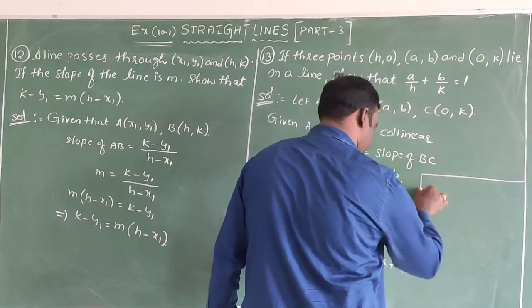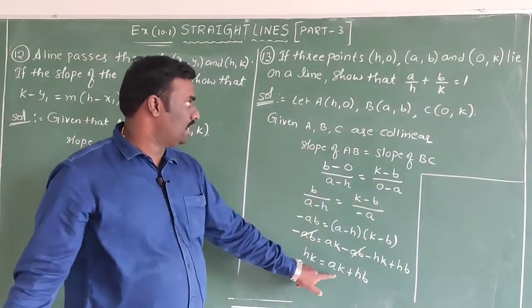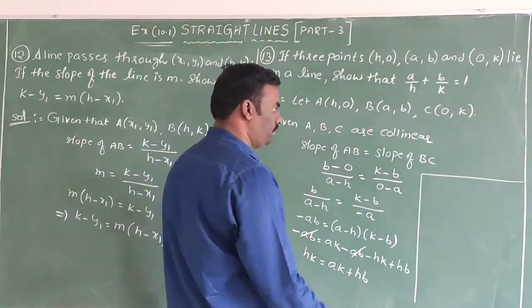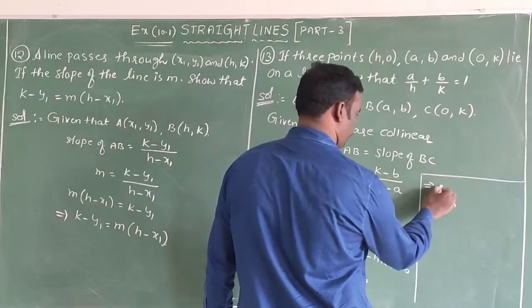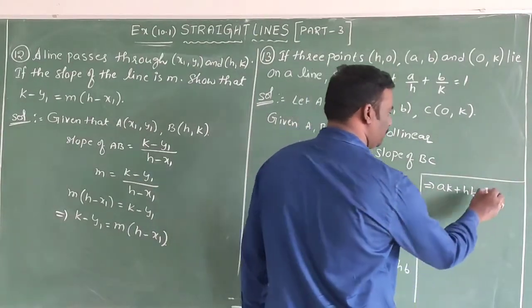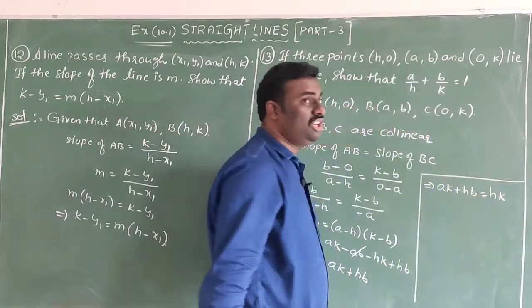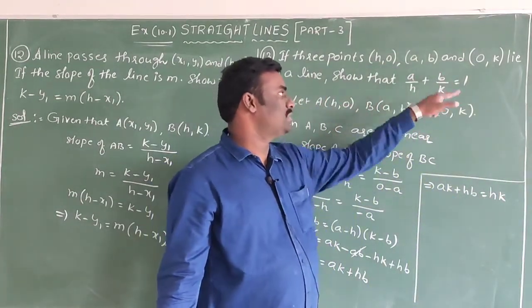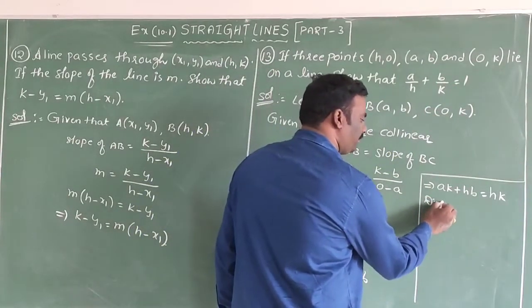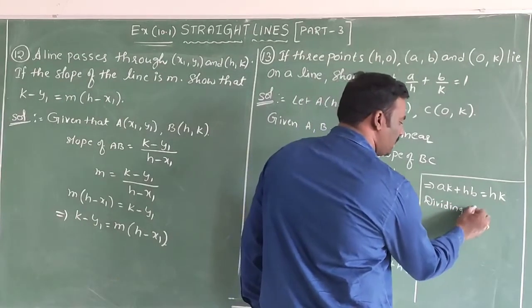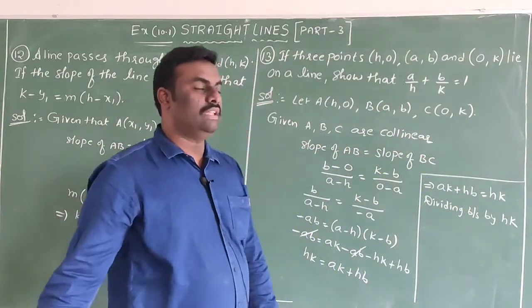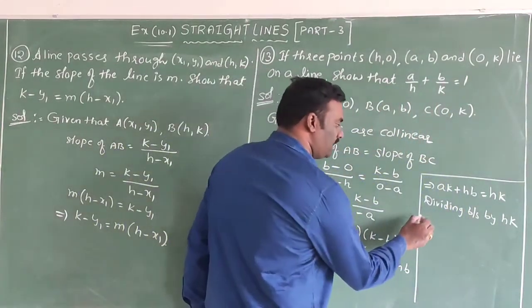Now the last step. First I am writing RHS, next I am writing LHS. Okay. Now ak plus hb is equal to hk. But we need to prove a by h plus b by k equals to 1. That's why dividing both sides by hk. If you divide both sides by hk, then what you will get?